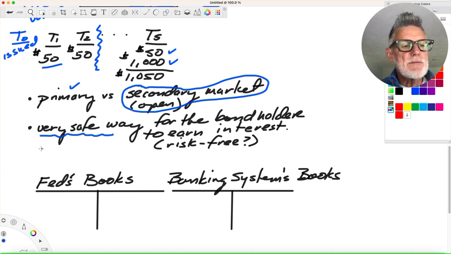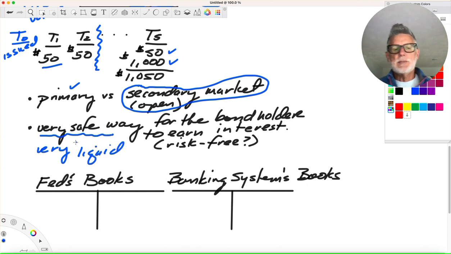These are very safe. They're also, I'm going to make a note here, very liquid. They're easily converted back to money. And people love to hold them. They don't pay the highest levels of interest because they're safe. So financial investments that are riskier generally have to put a higher interest rate on them for them to actually be sold. So for instance, if the Ford Motor Company wants to sell a bond, if the federal government is paying 5%, well, Ford will have to pay 5% plus some risk premium.